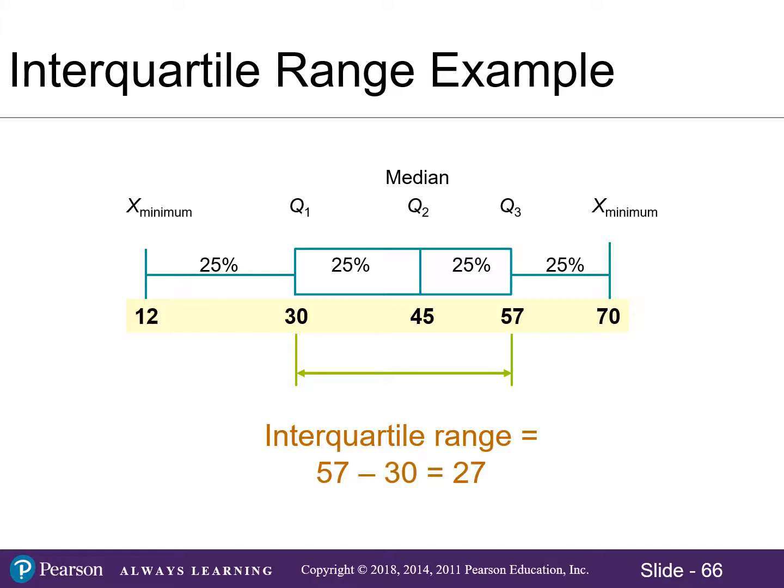The interquartile range is just going to be Q3 minus Q1. So for this data set, that's 57 minus 30, or 27, which I think is more representative of what's happening here, or more typical than using maybe the range, which from here would be 70 minus 12, or 58.